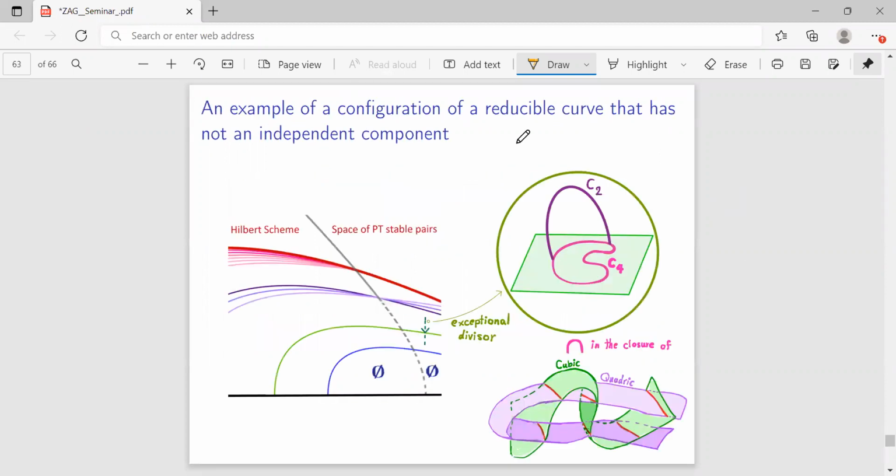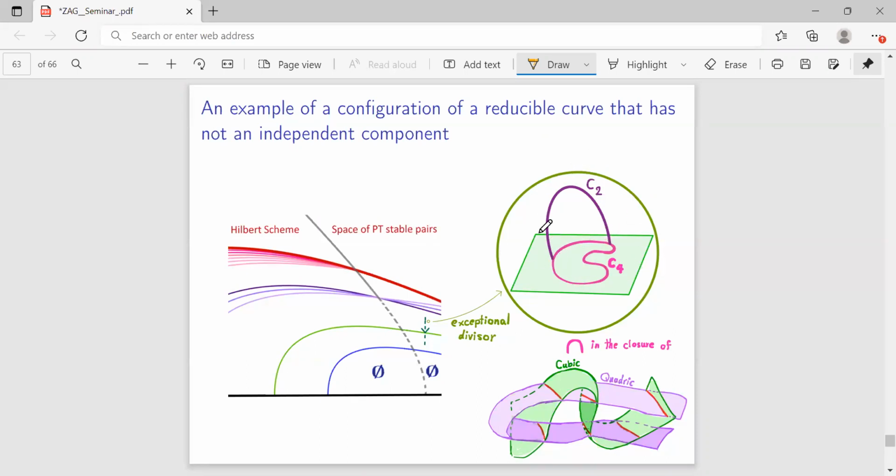And another good thing about the wall crossing is that, you can imagine for any given Hilbert polynomial, there are a lot of configurations of reducible curves plus some points that could have that Hilbert polynomial. But the question is which of these configurations exactly have their own independent component in the Hilbert scheme. For example, you can imagine a plane degree 4 curve and a degree 2 curve that intersect in 2 points.